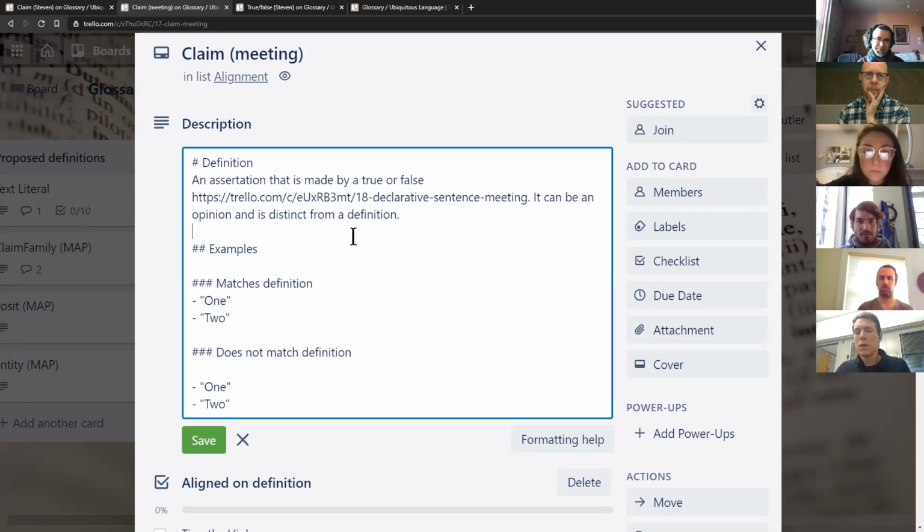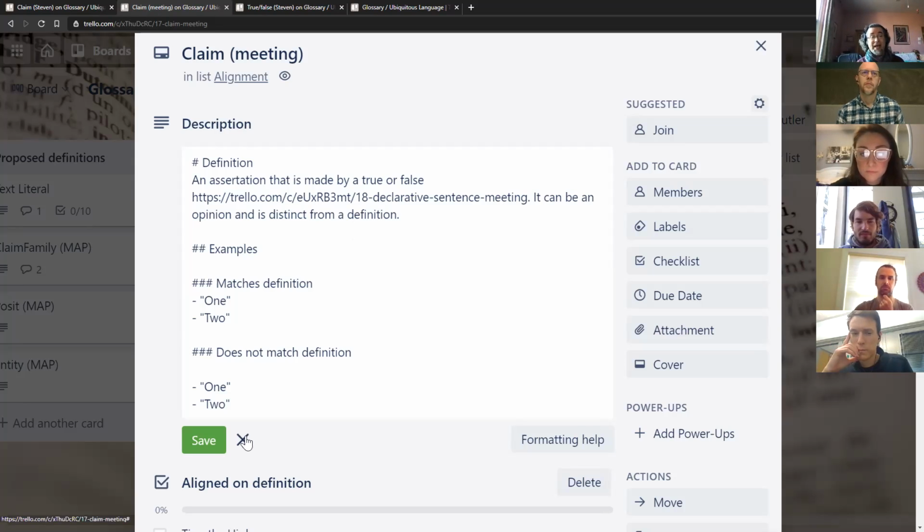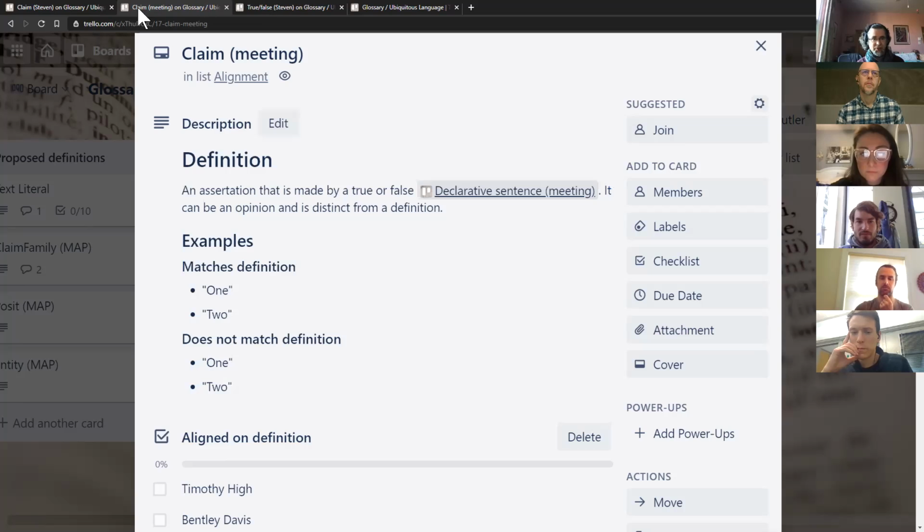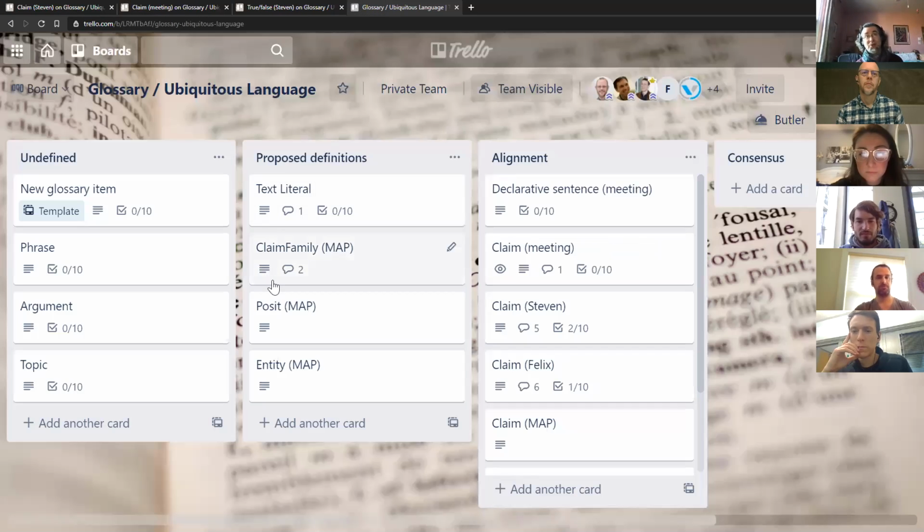Yep. But for me, I had put in my definition of claim the fact that the assertion is in a many-to-many relationship with text literals, or now we could say with declarative sentences. Exactly.